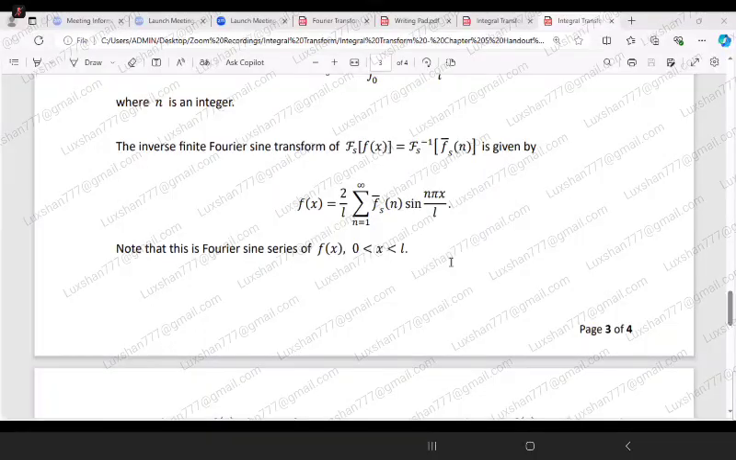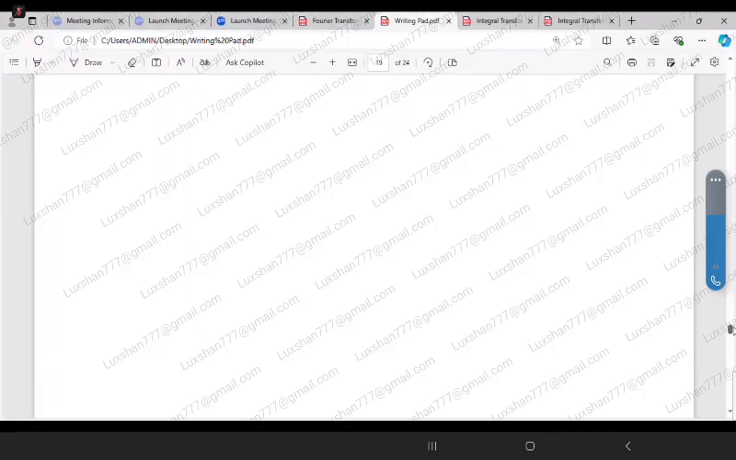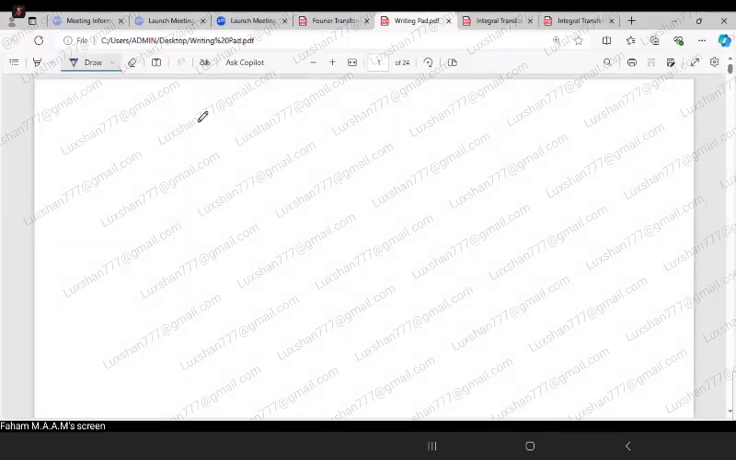Finite Fourier sine transform and finite Fourier cosine transform. So let's recall the formula first, and then we'll move to the handout. If you have a function f(x) which is defined on the interval x between 0 and L, this is a finite interval, particularly 0 to L, not minus L to plus L. When the function is defined in this range, we can define two types of transformation.